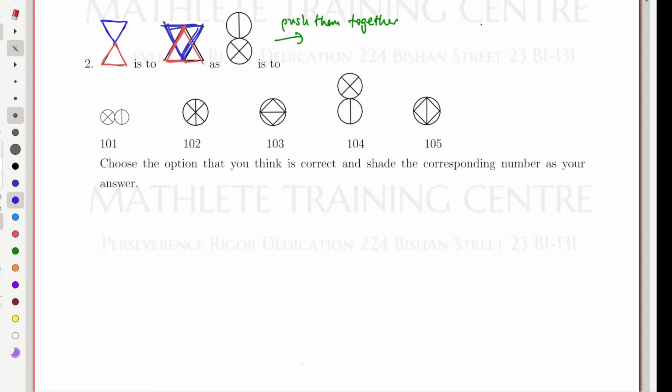So if you push these together, you can see that the circles will overlap. You have the vertical line from the first circle, and of course, you have the X shape from the second circle as well. So therefore, the answer is option 102.